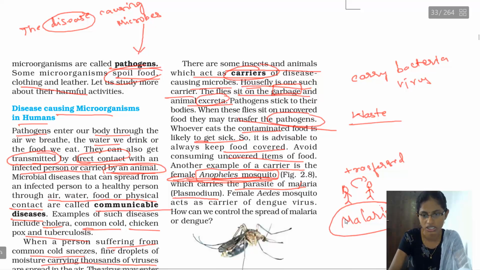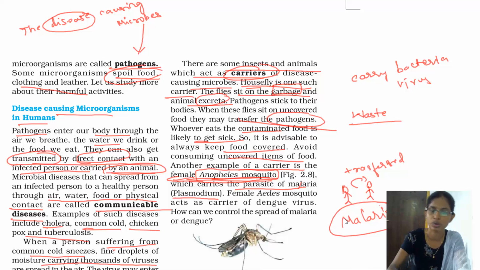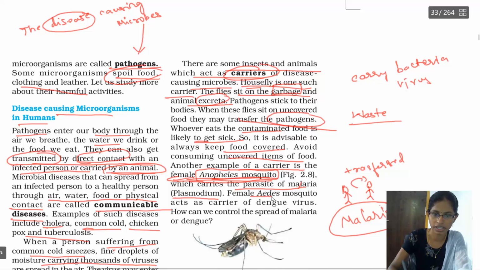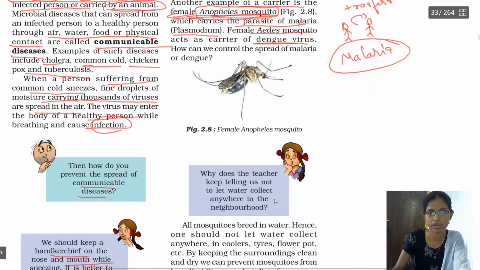So malaria is spread by the female Anopheles mosquito. What is the microbe's name? The name is Plasmodium vivax. The female Aedes mosquito acts as a carrier of the dengue virus. So the female Anopheles mosquito spreads malaria, and the female Aedes mosquito spreads what? The dengue virus. So how can malaria and dengue be prevented?